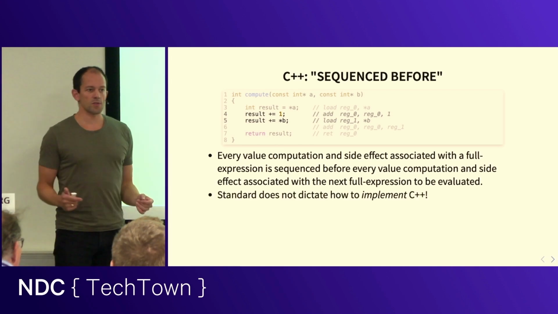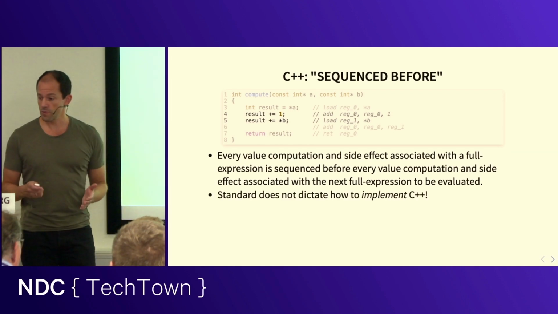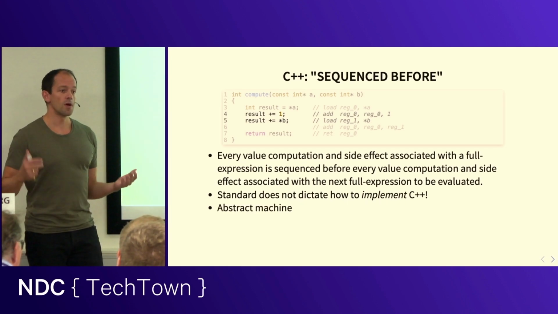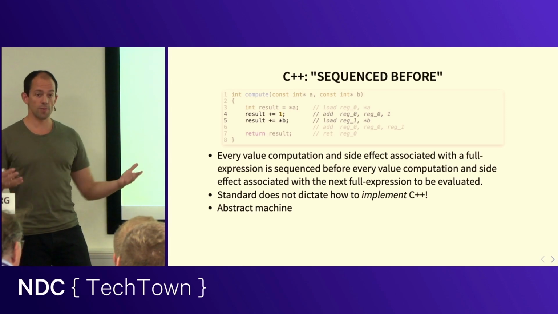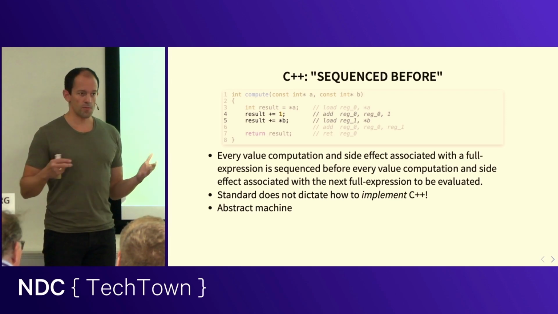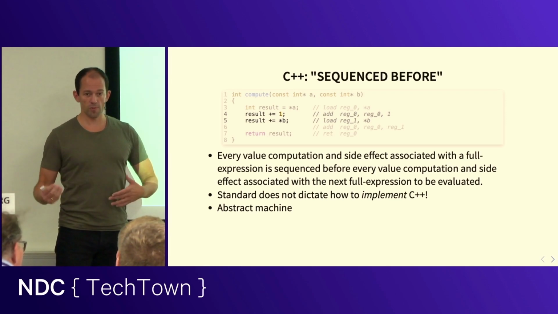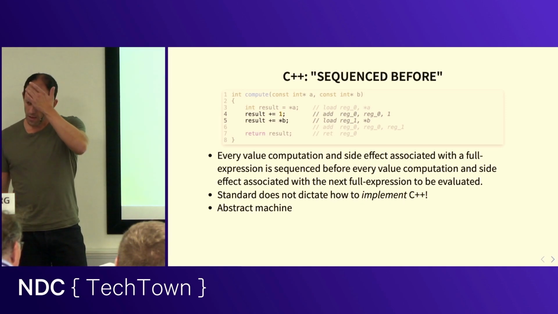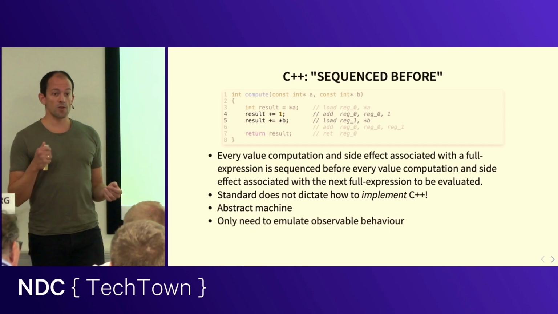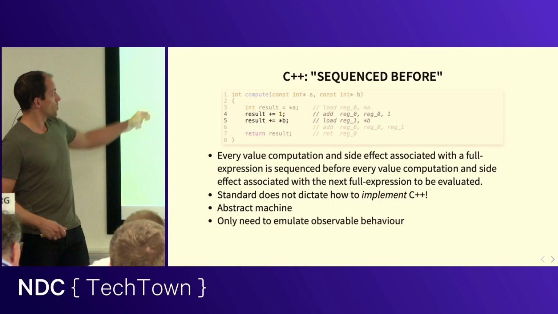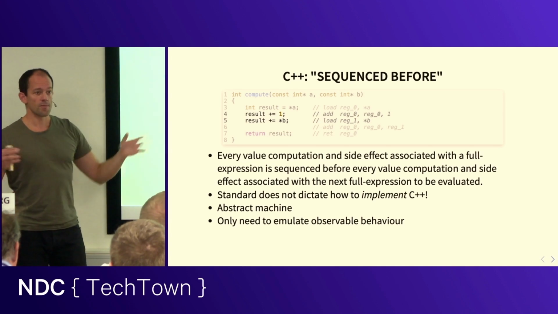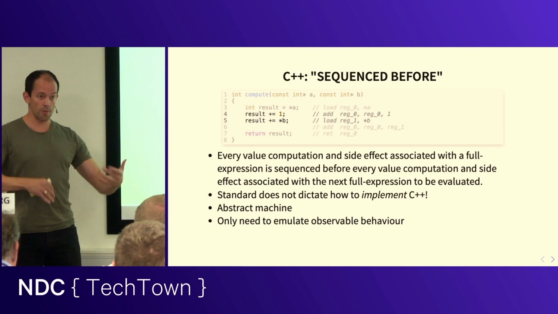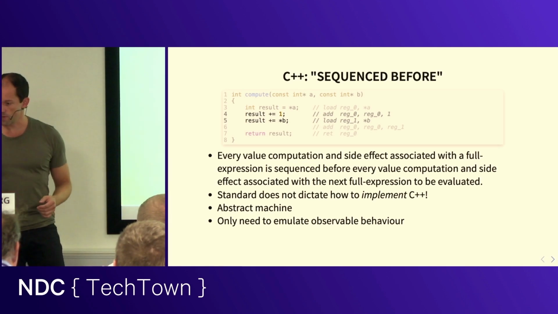But the standard doesn't say how you should implement C++. The standard says, here's an abstract machine that I describe. If you run your program on this conceptual abstract machine that the standard describes, this is the behavior. Any conforming implementation of C++ then has to provide the same output as the abstract machine. So we only need to emulate the observable behavior. When you actually do the computations, that's not really anything you can observe, so it's not telling you the order that things have to happen. It just has to appear as if that is the case.